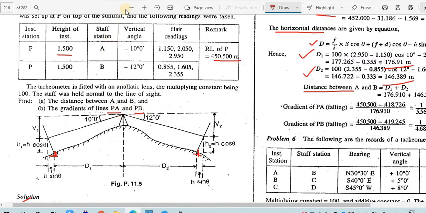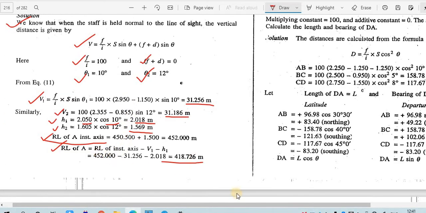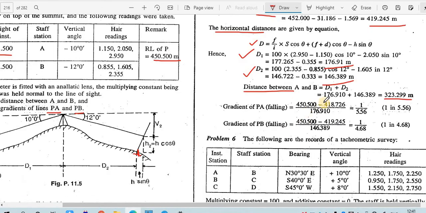In order to calculate that, we require the difference of level from P to A. At point P the reduced level is 450.5, and at point A the reduced level we have calculated is 418.7265. So this difference of level is divided by the horizontal distance between P and A, which is 176.91, the first horizontal distance. We get the gradient as 1 in 5.565.